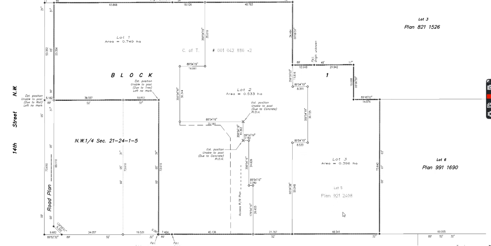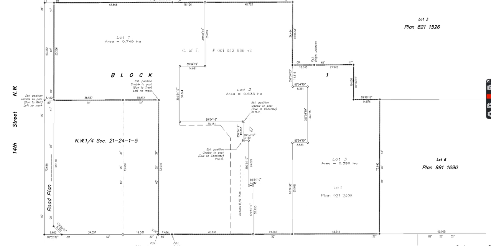So anyways, the lot 5 here, plan 1992, that was the original plan. It is now obsolete for this particular lot. So lot 5 is no longer there, and this whole area has now been subdivided into 3 different lots. The subdivided lots are lot 1, 2, and 3. It did the division of this lot 5.